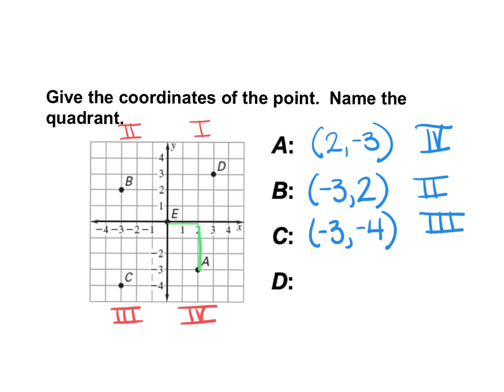All right, our last one, D, we're walking over to the right 3, and then we're walking up 3. So to name the quadrant, this is in quadrant number 1.